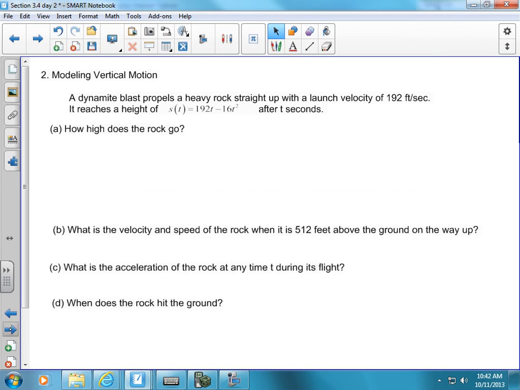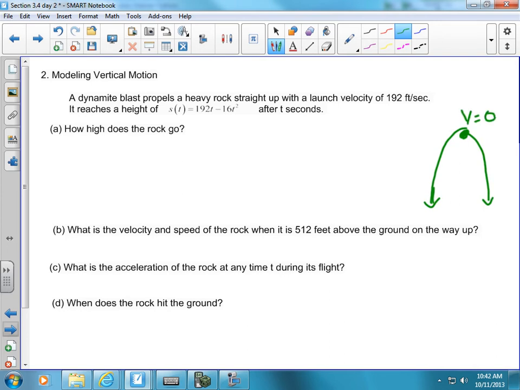So when a rock is thrown up, it goes up with this launch velocity of 192. It slows down, it gets to a peak, and then it comes back down. And for that one instant that it's at a peak, the velocity equals 0. All right, so what we want to do is find how high it is when the velocity equals 0. So let's look at when the velocity does equal 0.